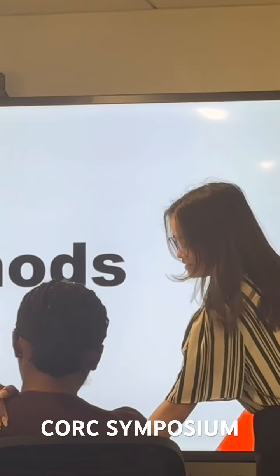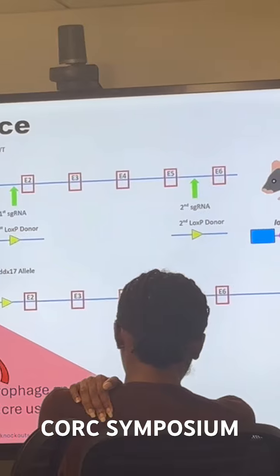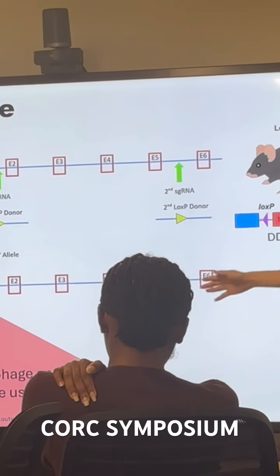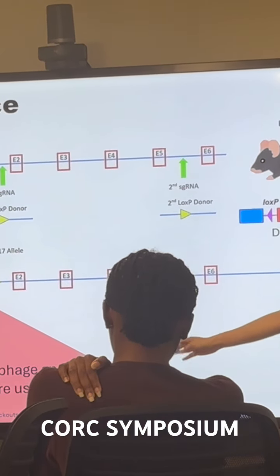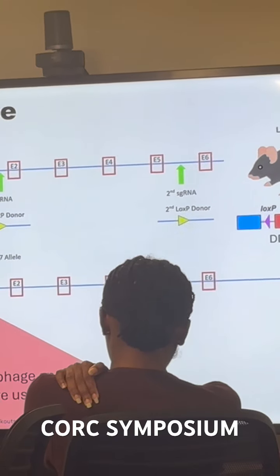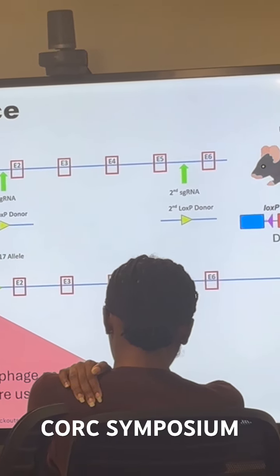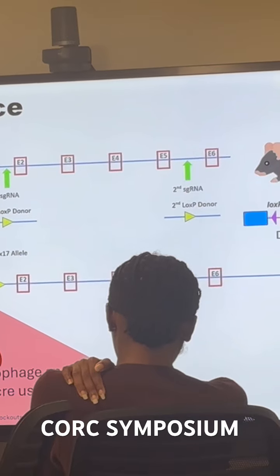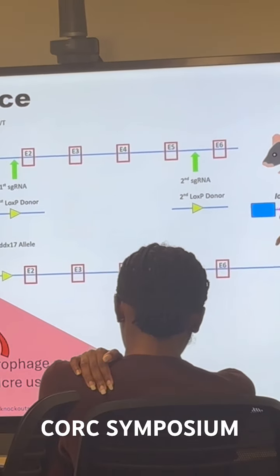I'll be moving on to the methods. So first, how do we achieve the DDX17 knockout? First, with the Cre mice, we insert a LysM-Cre, which is a macrophage-specific Cre. And for the loxP mice, we tag the target gene, which is the DDX17 gene, with loxP insertions.